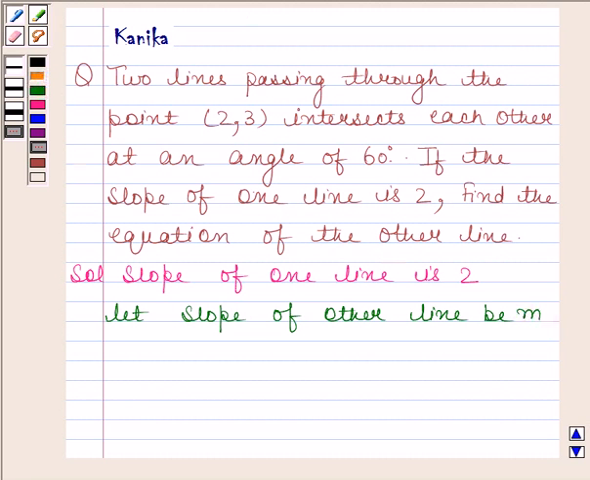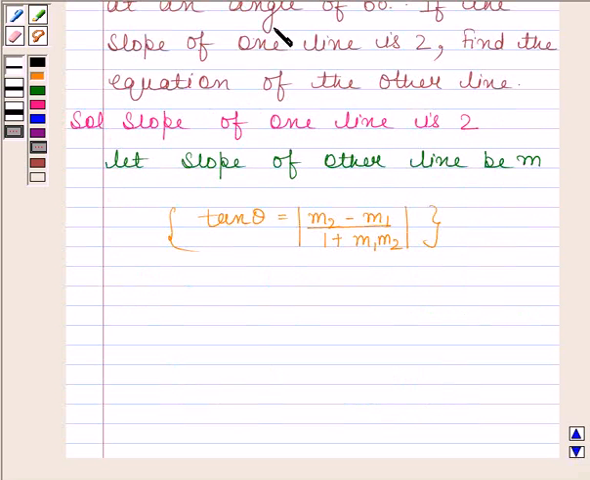We know that the angle between two lines whose slopes are m1 and m2 is given by tan theta is equal to mod of (m2 minus m1) upon (1 plus m1 into m2). Now here theta is equal to 60 degrees, the slope of one line is 2 and the other line is m. So now substitute the values in this formula. By substituting the values, we get tan 60 degrees is equal to mod of (m minus 2) upon (1 plus 2m).